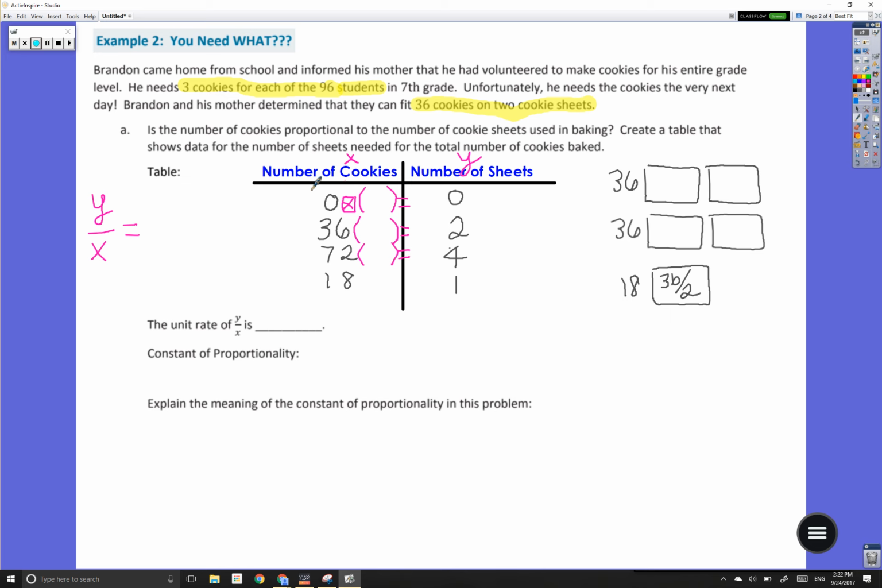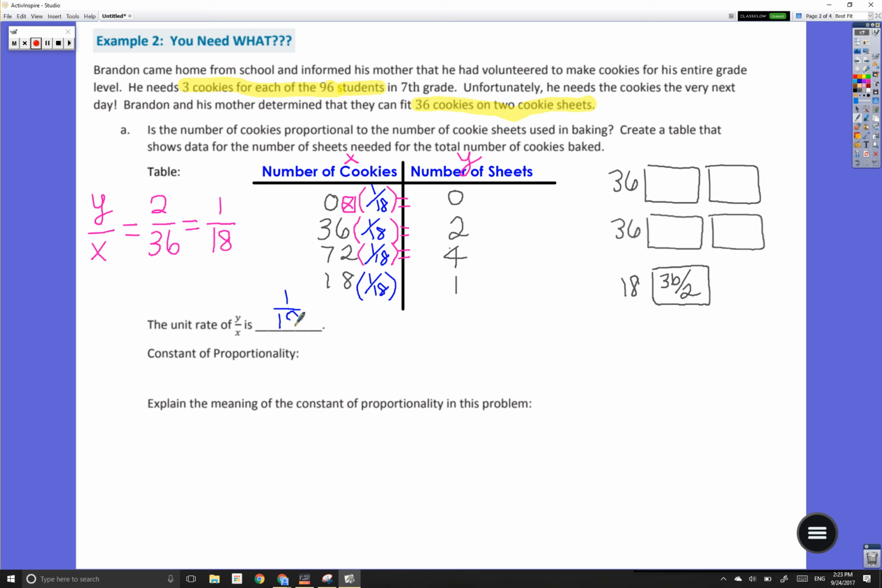Obviously don't use 0, 0, but we can start with 2 sheets divided by 36 cookies, and that ends up giving me 1/18. And if I put that value into each of these, so 0 times 1/18, and you can double check these even with a calculator, every single one of these works. That's how we know that this is definitely proportional, because we found this number and it was the same every single time.